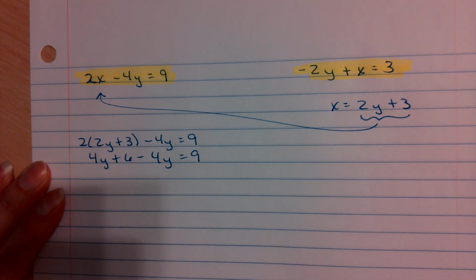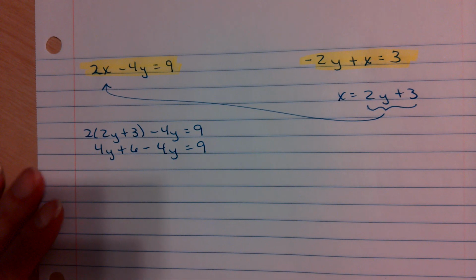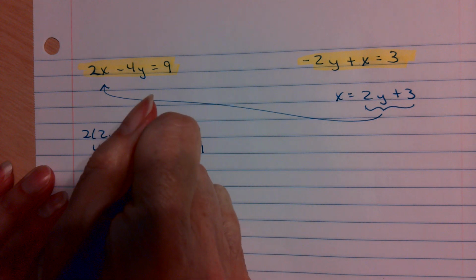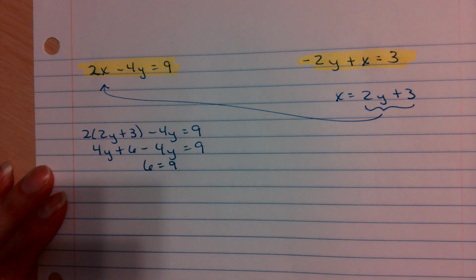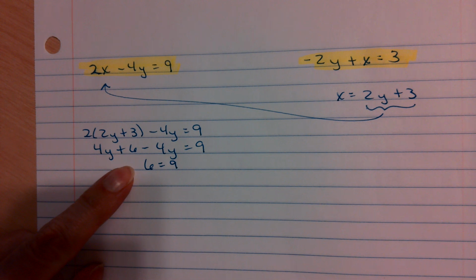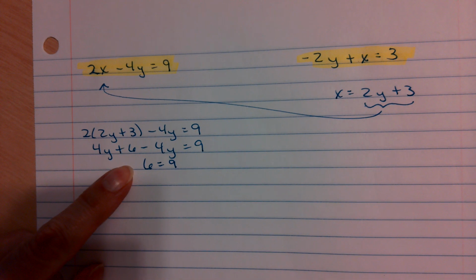And then when I go to clean this up a little bit, something weird happens. When I go to clean this up, the y's disappear. And what I'm left with is just 6 equals 9. Okay, that's a problem. Because, well, two things. First of all, I don't have a variable. It's gone. And then the second problem is I am left with something that doesn't even make sense. 6 does not equal 9.